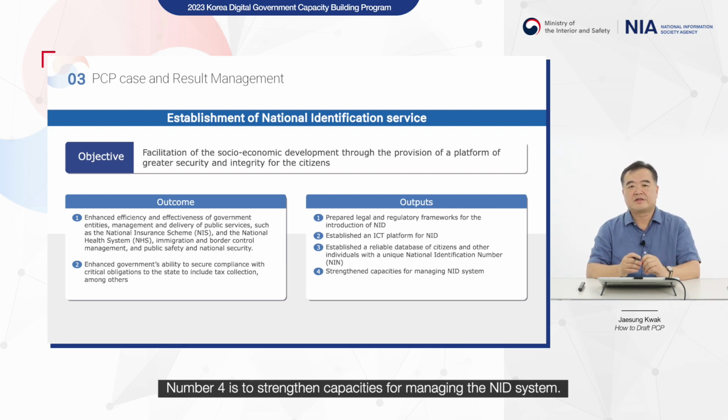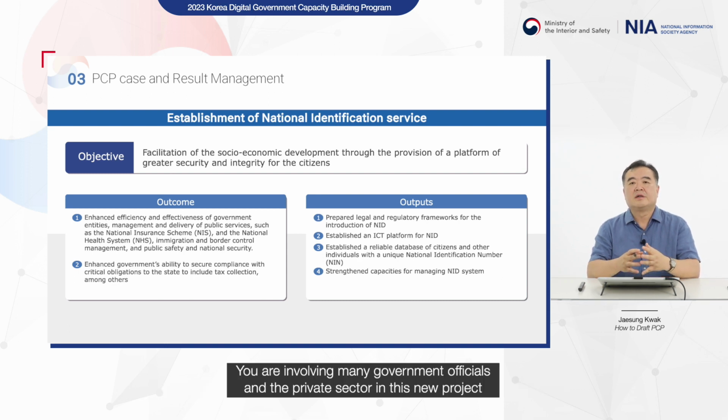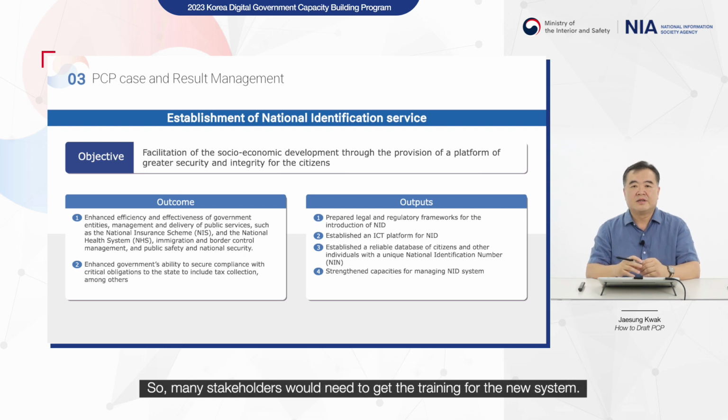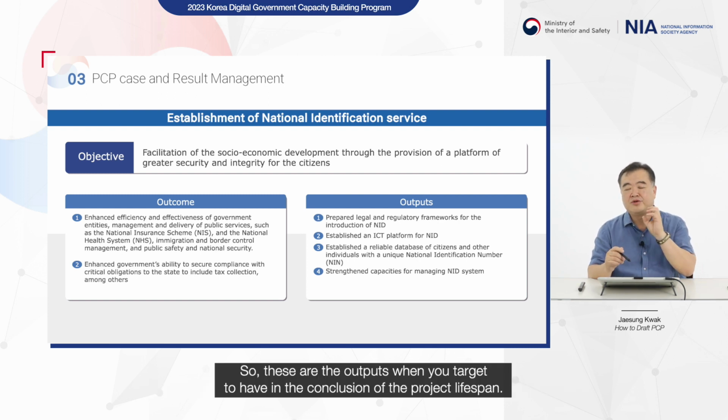Number four is to strengthen capacities for managing the NID system. You are involving many government officials and the private sector in this new project. So many of them have no experience of establishing a database and dealing with the information of the general public, or applying these NID systems newly. So many stakeholders need to get training for the new system. So these are the outputs you target to have at the conclusion of the project lifespan.